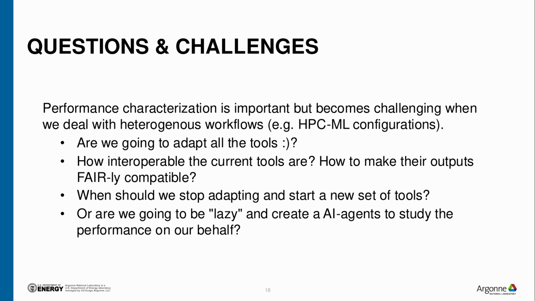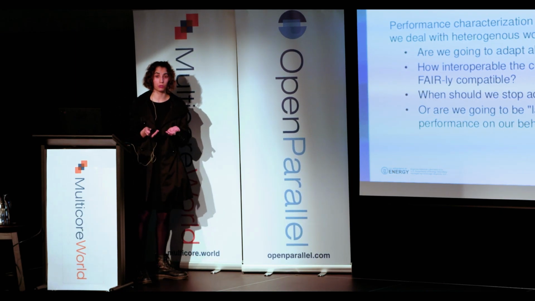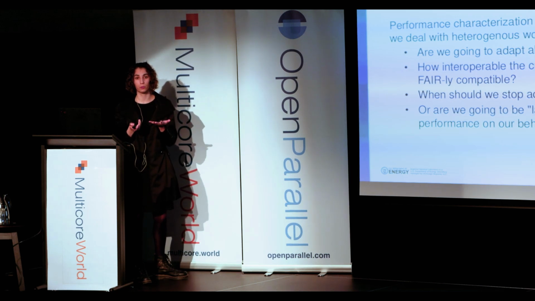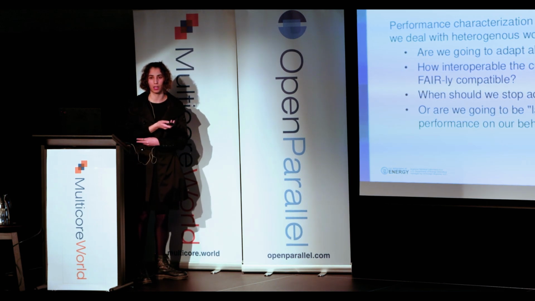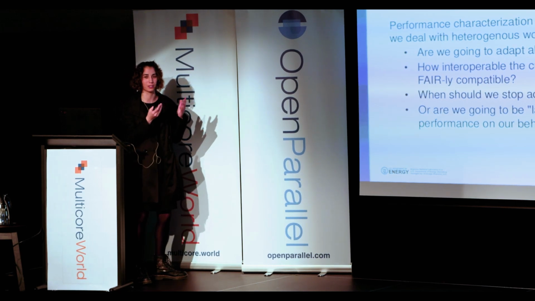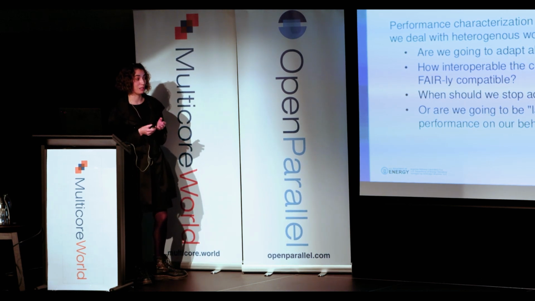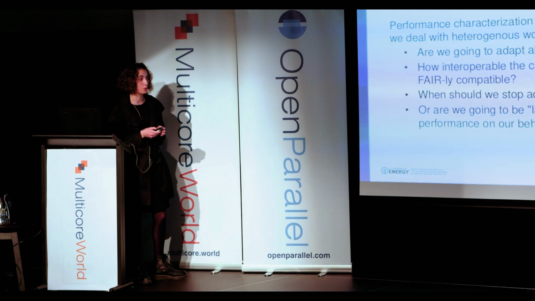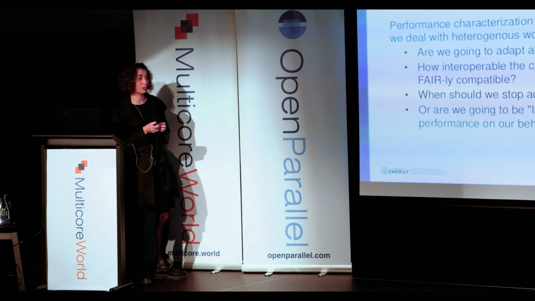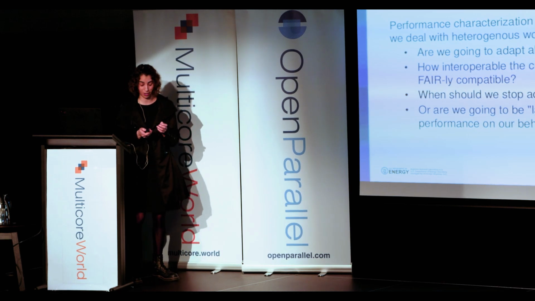How we can use them with other tools, and how to make their outputs fairly compatible. When should we stop adapting these tools and probably think about new tools with low overhead? Because yes, we have tools in machine learning, but they add a lot of overhead, and we don't want that because of HPC performance. Or are we just gonna be lazy and use all these tools and create just machine learning agents to do the correlation and the performance study on our behalf? Can be a solution too.